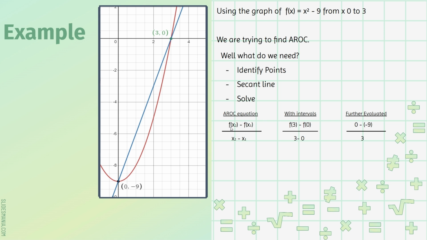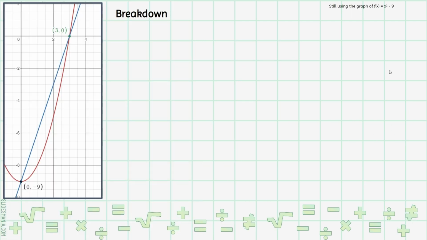The average rate of change equation: f of x2 minus f of x1 over x2 minus x1. With the added intervals from the graph, we get f of 3 minus f of 0 over 3 minus 0. Further evaluated, it is 0 minus negative 9 over 3, which gives us an average rate of change of 3.